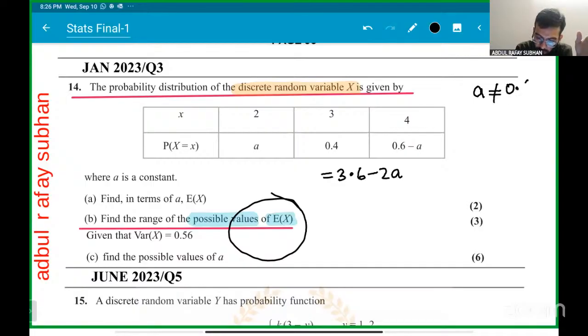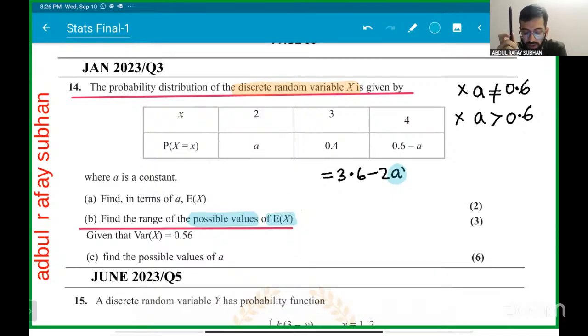A cannot be equal to 0.6 or greater than 0.6 as well, both of them are not possible. So what I'm trying, you can try any value. Students, if you want to try the value of a as 0.1, you try the value of a as 0.2, 0.3, 0.4, 0.5. Just try any value and you will realize yourself the answer will always be less than 3.6.